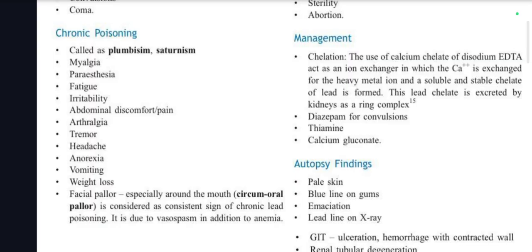What about chronic poisoning? Remember plumbism, saturnism, at the start of the lecture only. We all know chronic lead poisoning is also called plumbism and saturnism. Myalgia, paresthesia, fatigue, irritability, abdominal discomfort or pain, arthralgia, that is pain in joints, tremors, headache, anorexia, vomiting, weight loss, and facial pallor. Now, why facial pallor? Especially around the mouth, that is circumoral pallor. It is considered a consistent sign of chronic lead poisoning. It is due to the vasospasm in addition to anemia. So whenever there is vasospasm, there is going to be facial pallor in your lead poisoning case.